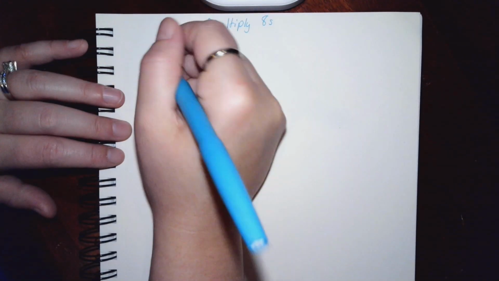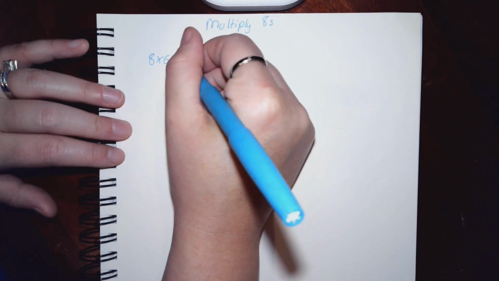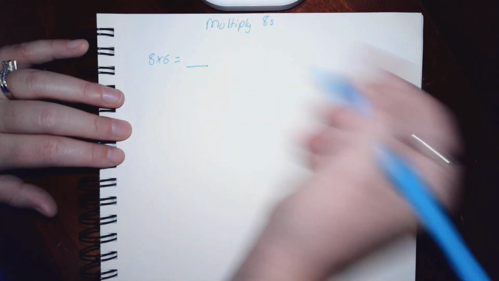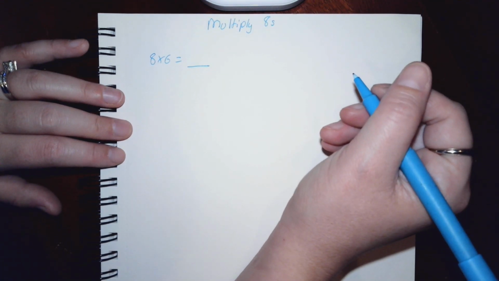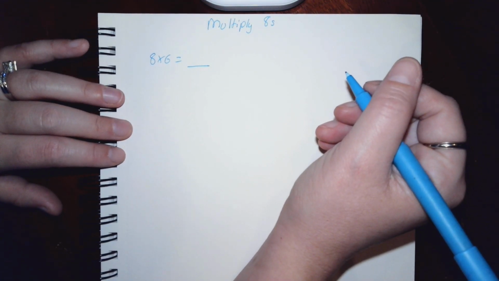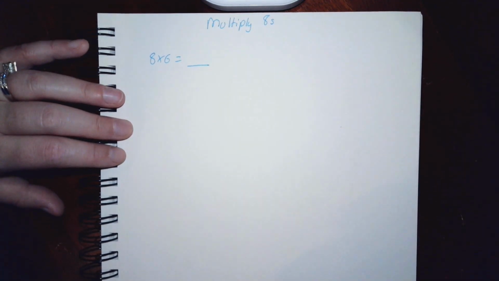In this lesson, we're going to multiply our 8s. So let's do 8 times 6. I know in a previous lesson we would break up the 6 into 5 and 1, multiply both by 8 and add them together, and then we would have our 48. In this case, we're going to use a trick that they like us to use for 8s.